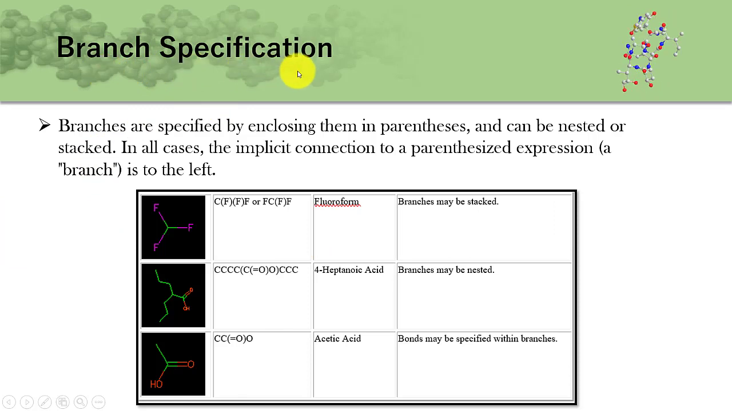Now, to represent the branches, the SMILES specification rule says branches are specified by enclosing them in parentheses. This means you have to use brackets to represent the branching. Let us see this example of fluoroform. As you can see, the fluorine atom is in a branch. It is represented in brackets. In the case of 4-heptanoic acid, the branches may be nested with carbon, oxygen and hydroxyl group. And in case of acetic acid, the branches are specified with brackets.